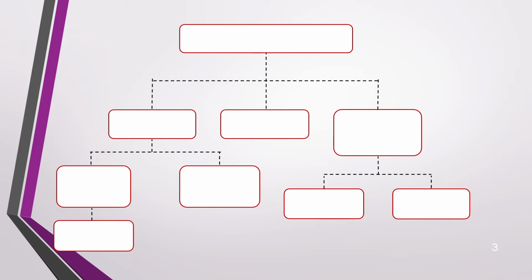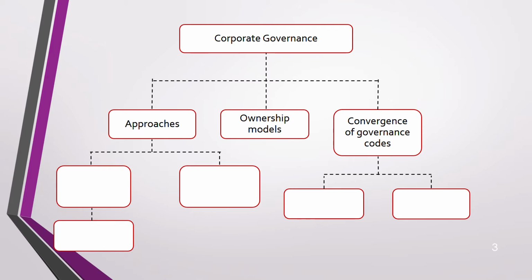Just a brief intro. So corporate governance, we have approaches, then we have ownership models, and we have convergence of governance code. Under approaches, there are two approaches. One is rule-based, which is followed in the US. The other one is principle-based, for example in the UK. Rule-based like the Sarbanes-Oxley Act, the SOX, the short form. And convergence is we have to study the OECD model and the ICGN.